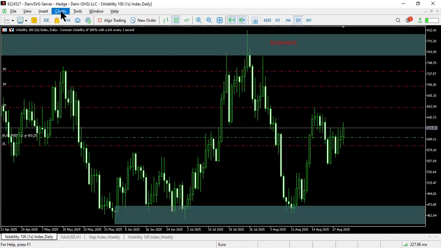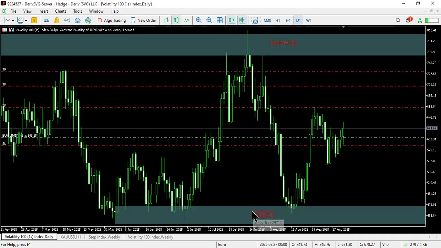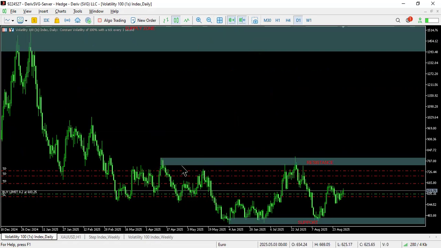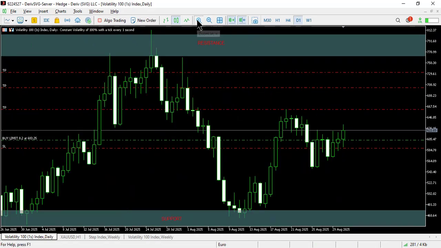So we have a support right there. So currently price is trading between resistance to support and support to resistance and then resistance to support. Now price is moving from support to the resistance. However, it's currently in the middle of a zone.